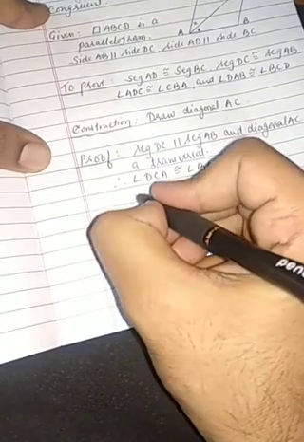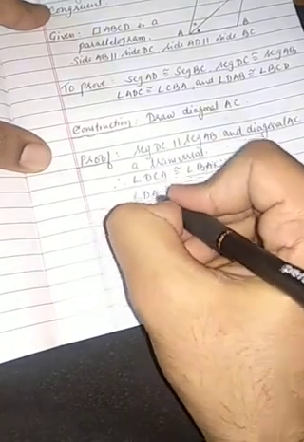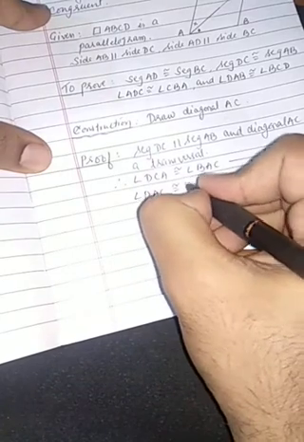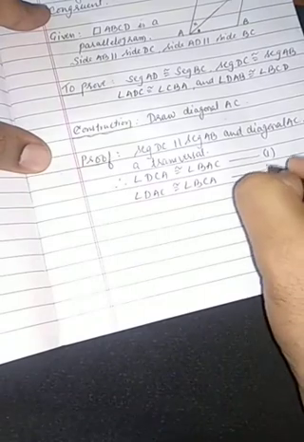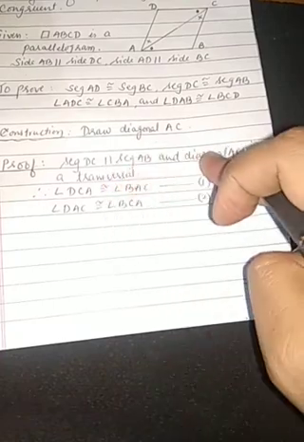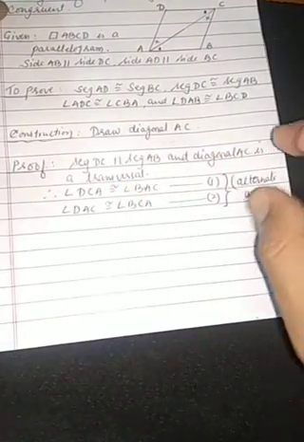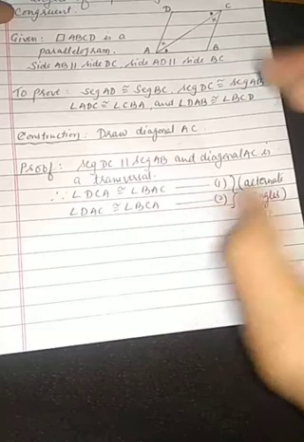Okay, angle DAC is congruent to angle BCA. Let's write this as statement number 2. So what is the reason for this? You have to write the reason here. They are alternate angles. Is it clear? So between parallel lines and a transversal, alternate angles are congruent. This is what we know already. So this is the reason we have mentioned here.